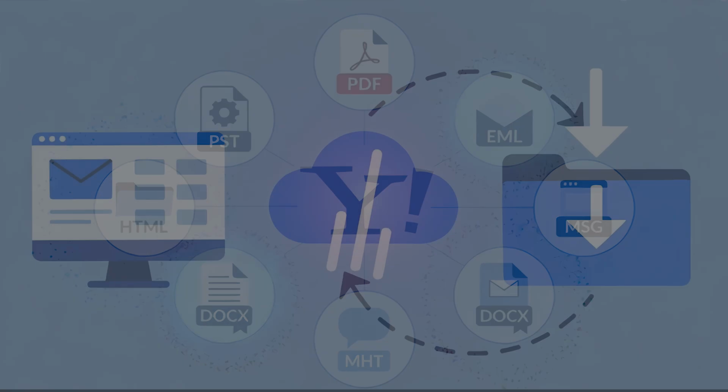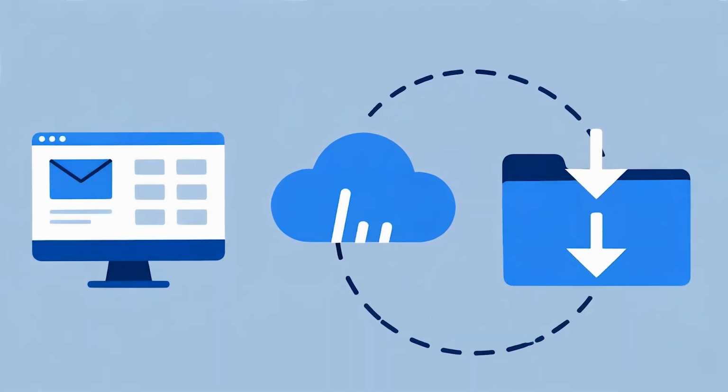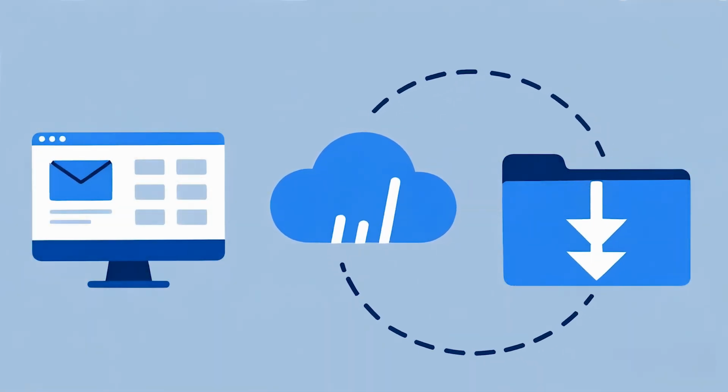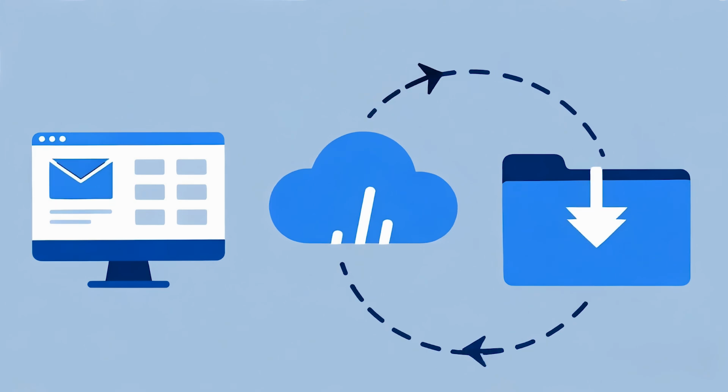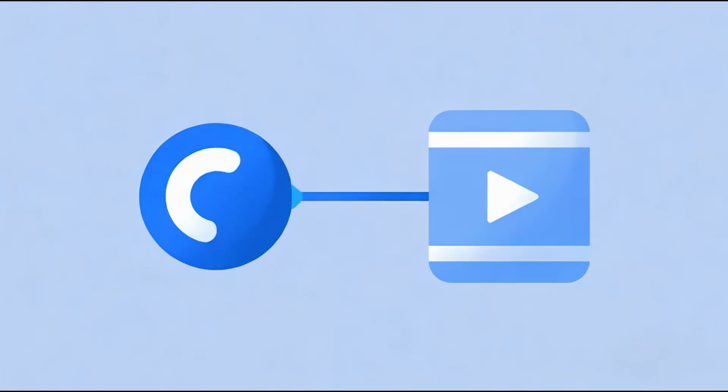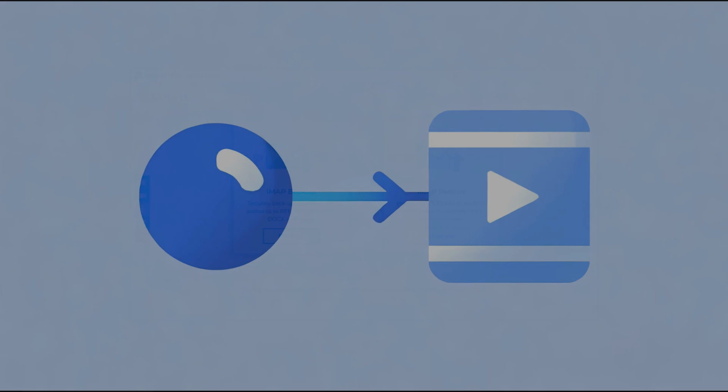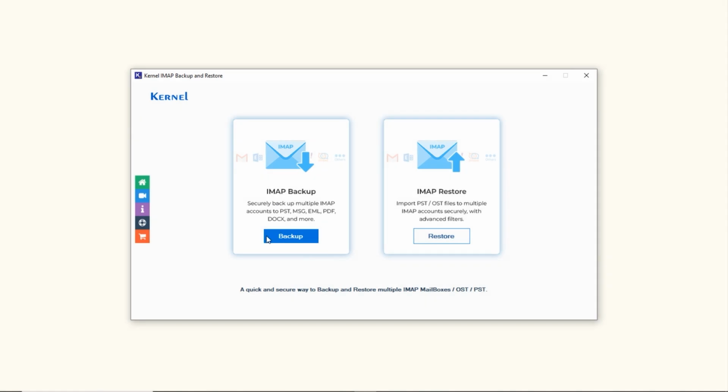How to back up Yahoo emails using the IMAP backup tool? Here is the step-by-step guide to back up your Yahoo emails locally. Download and install the Kernel IMAP backup software from the official website. Launch the tool and click on the backup option in the IMAP backup tile.